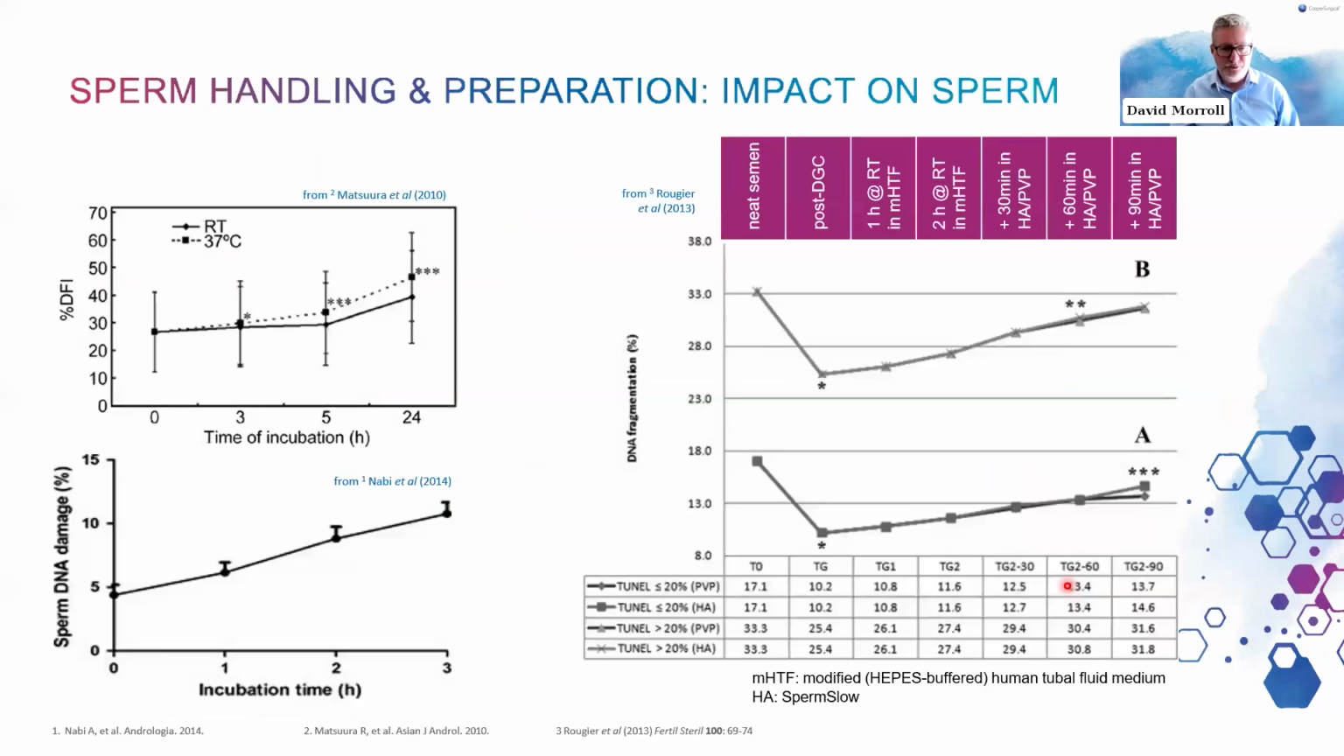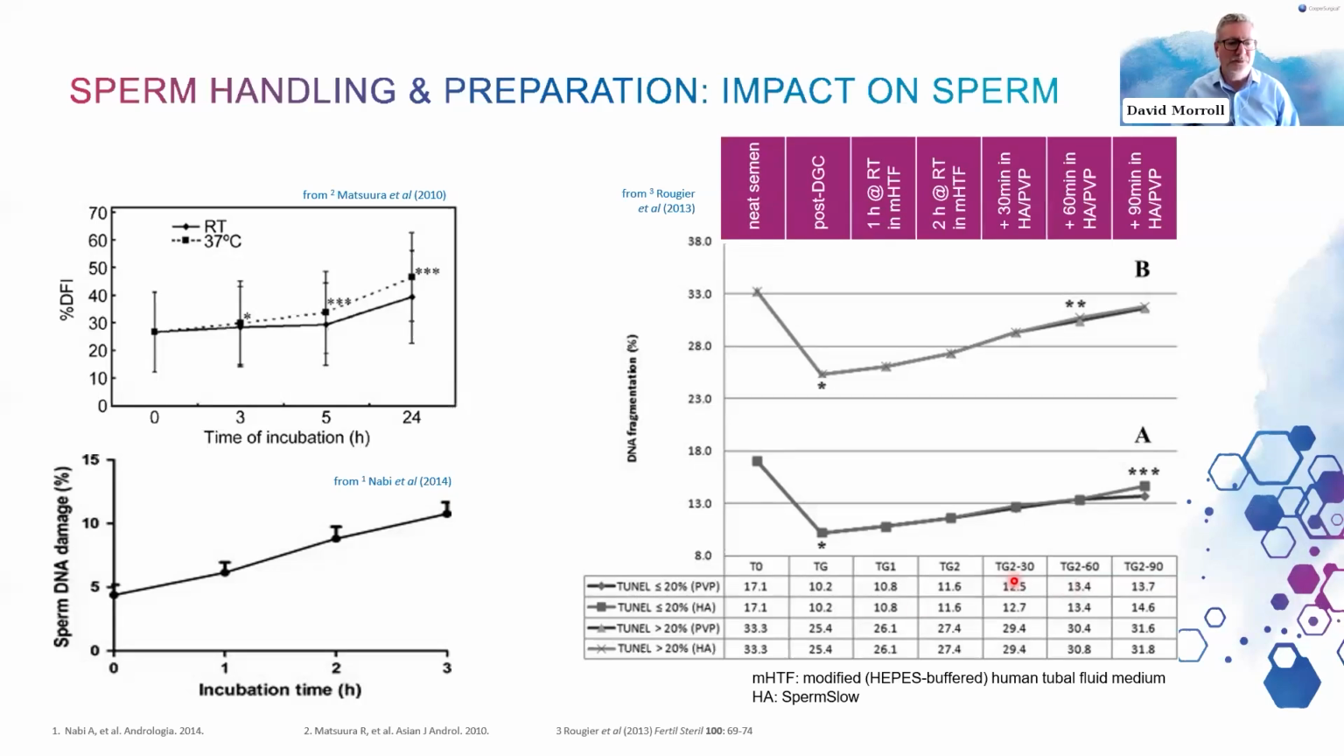Now, I've said sperm handling and preparation is important. I'm not going to go into this in any detail, apart from to say that you should shorten your sample production to preparation time, and you should shorten your preparation to use time as much as possible. And if you can't, keep them at room temperature, because we know DNA fragmentation increases spontaneously, and more quickly the higher the temperature.